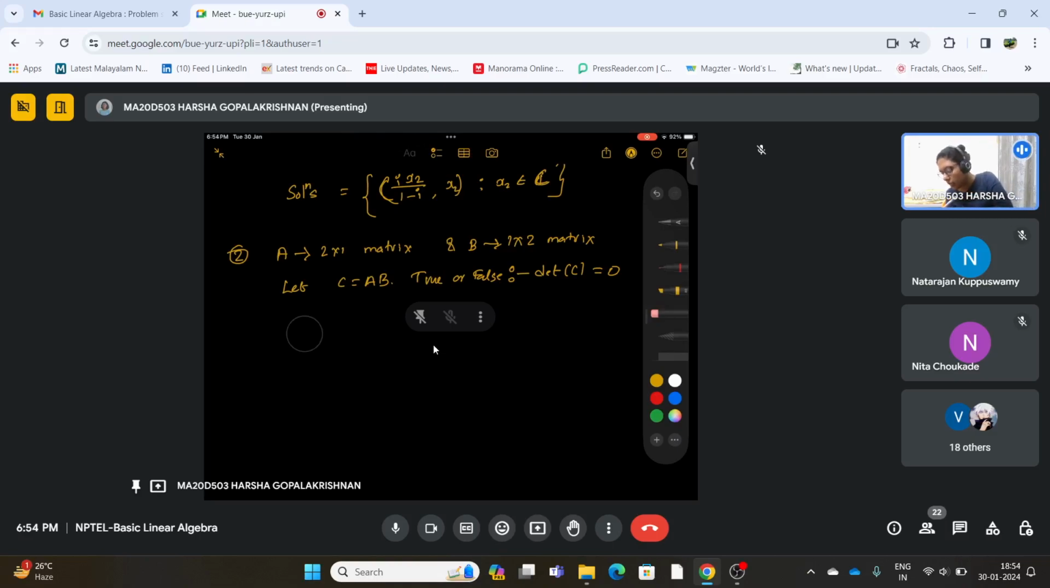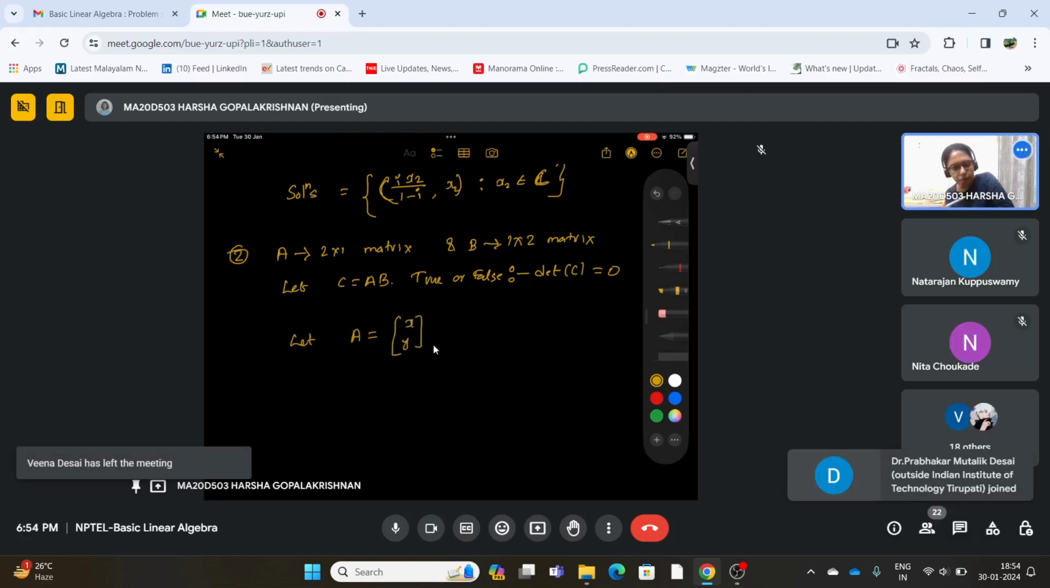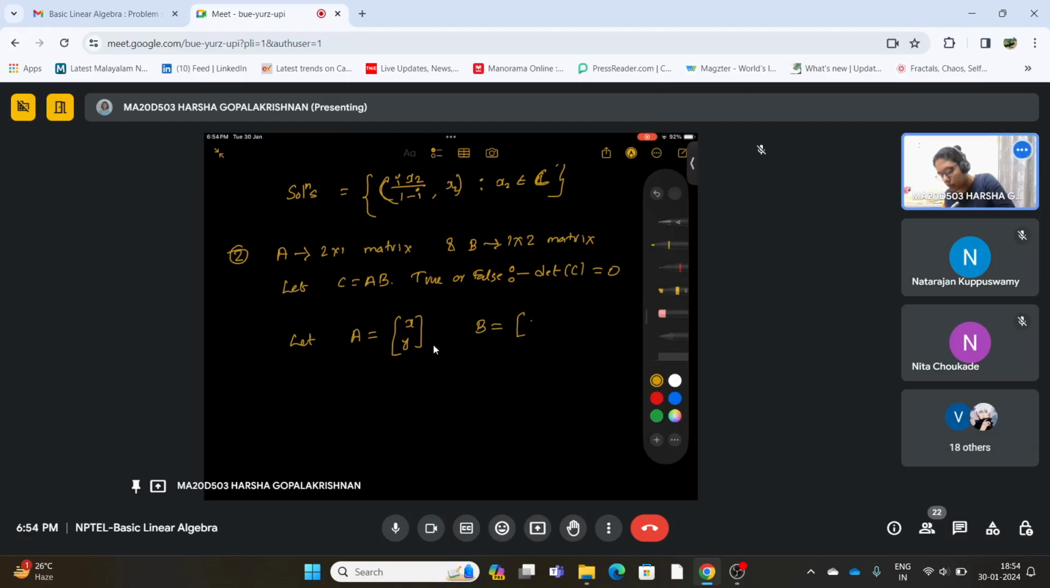For example, we can take A equal to x, y and B equal to c, d. And C equal to AB. So it is actually very simple. You can find what C is and check whether the determinant of C is 0 or not. So just check it quickly and let me know.